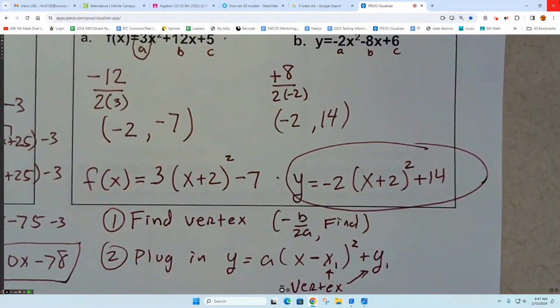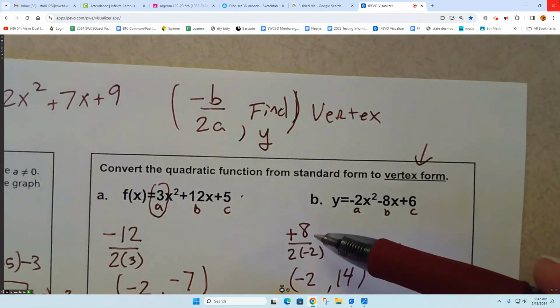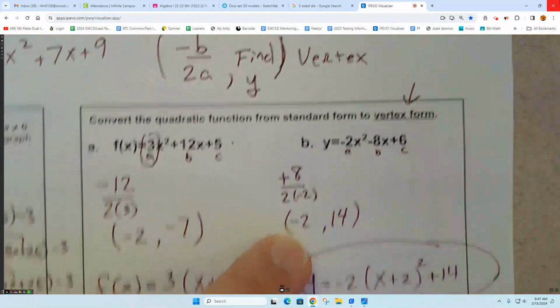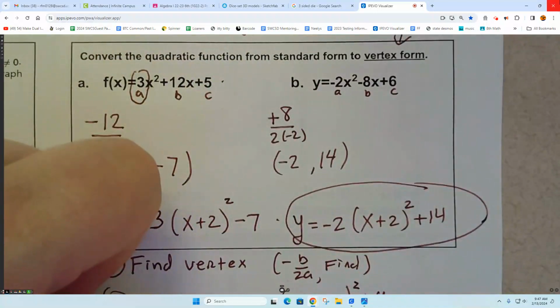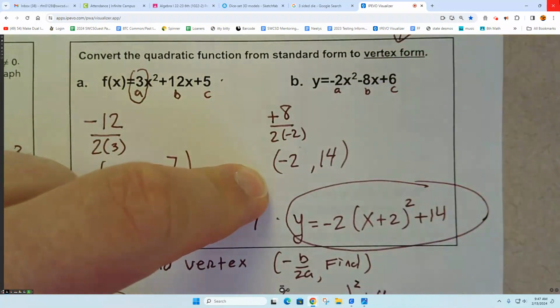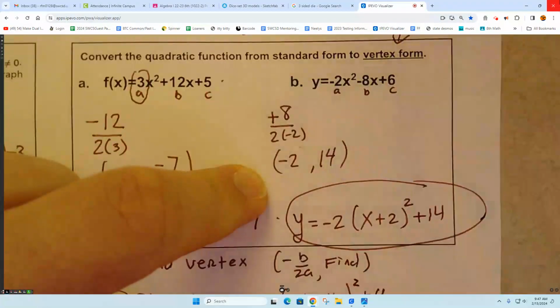And so, how do you get the negative 2? It's what you're multiplying to get... I got this from here, which is fine. So it would be your A. Your A goes on the outside, right? And then whatever my A is here is going to be my A in my answer, which is kind of nice. 14 would just be: I plugged in negative 2 into this in my calculator, and it gave me 14.